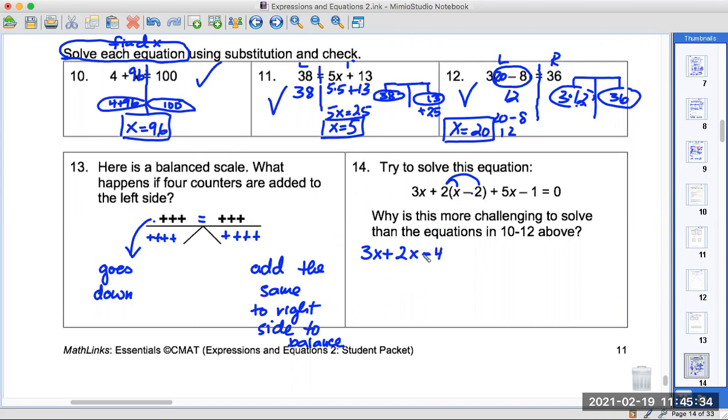Watch the negative. Plus 5x minus 1 equals 0. Okay, now here's what you do. You need to always combine like terms first on the right side. And then I want to see who can find x.